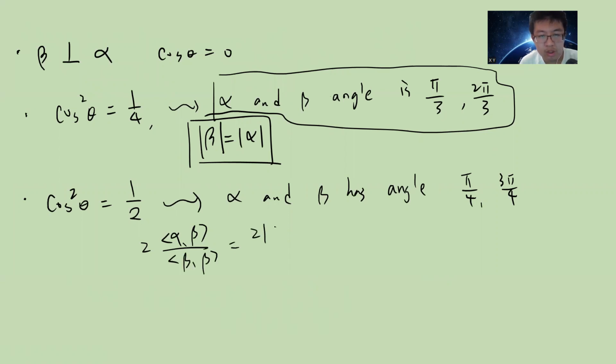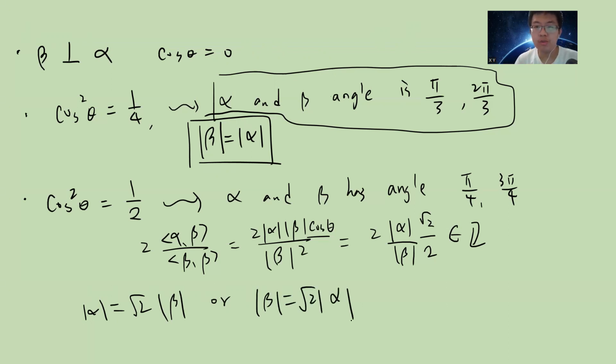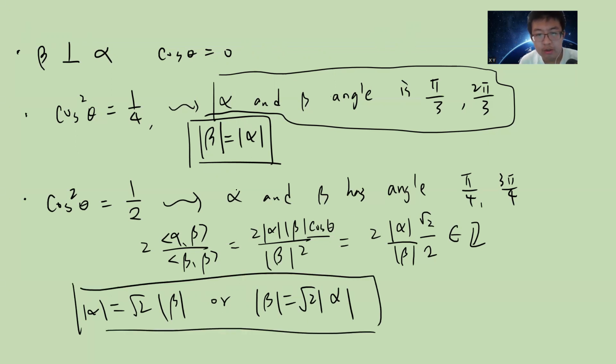So this will be alpha beta cosine theta, and beta squared will be 2 alpha divided by beta. So cosine theta is this one, and this one must be a half integer, which tells you that alpha and beta, if you divide this, right, alpha should be square root of 2 times beta, or beta should be square root of 2 times alpha. So their length ratio must be square root of 2. So we have this and also this.